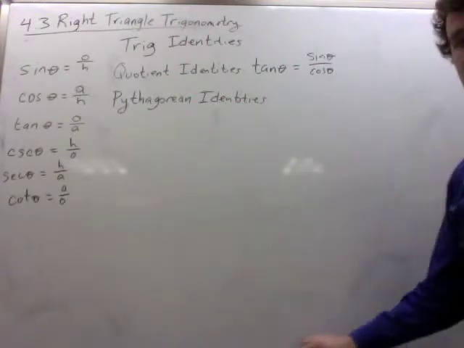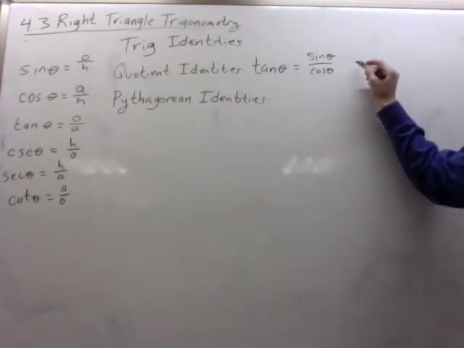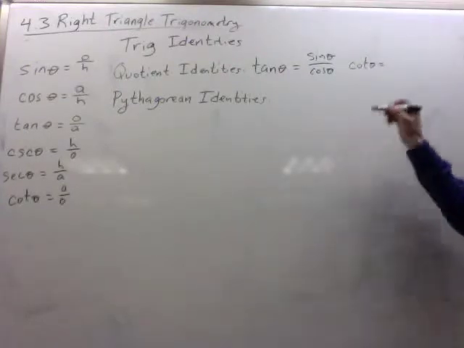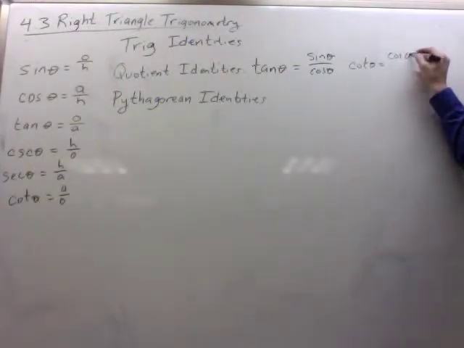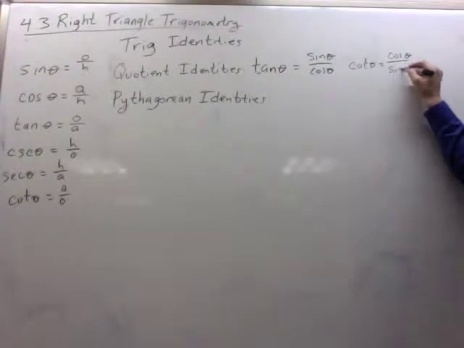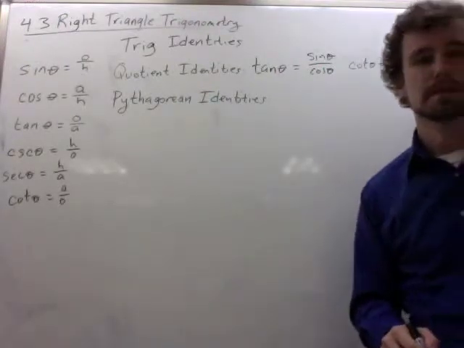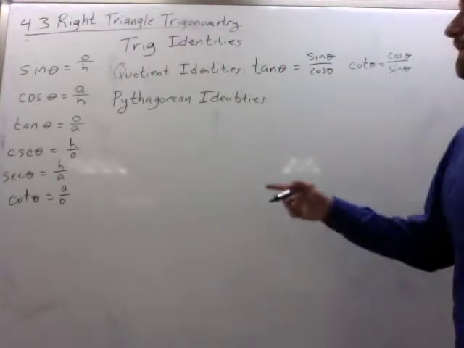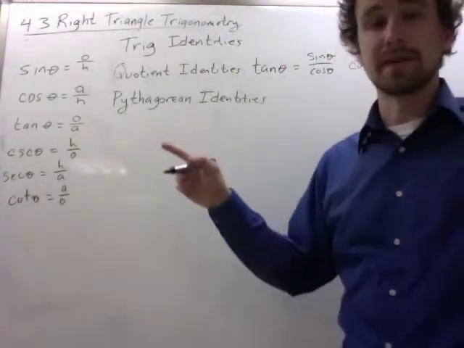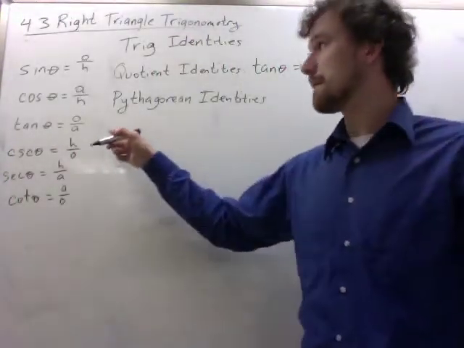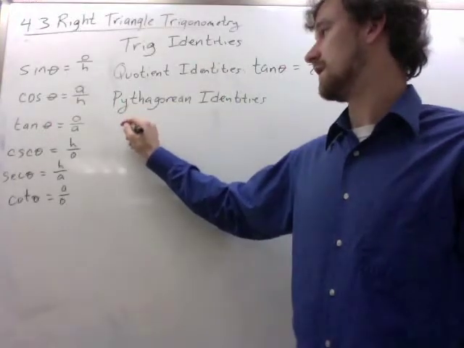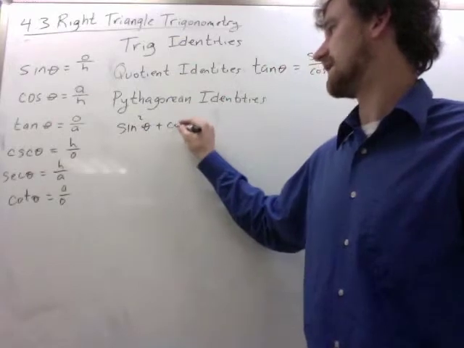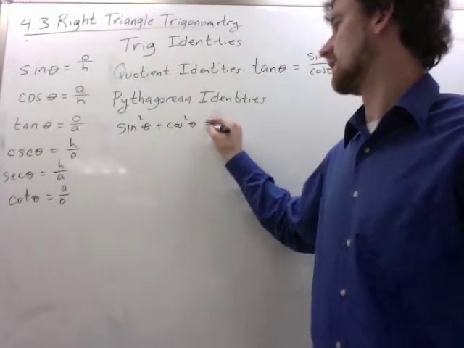And then the reciprocal is also true. The cotangent of theta is equal to the cosine over the sine. Right? Pythagorean identities are also useful, and they're called that because they're related to the Pythagorean theorem. But the first one is that sine squared plus cosine squared equals 1.